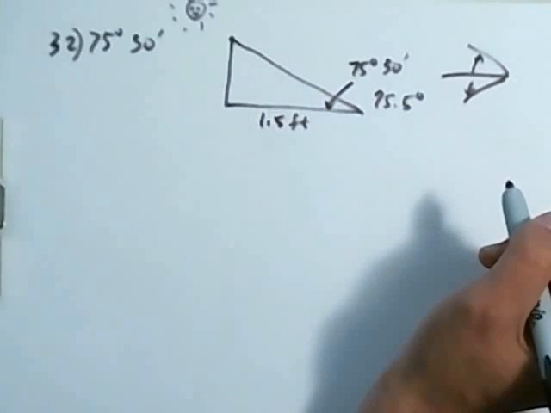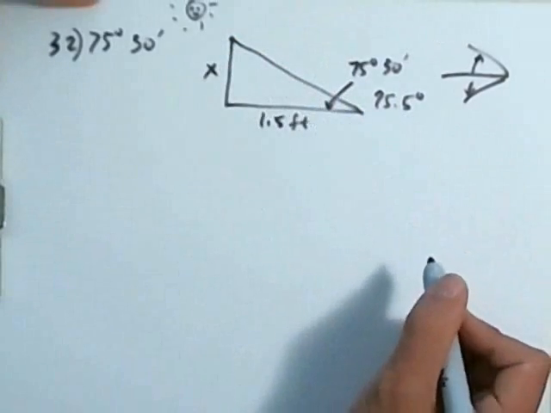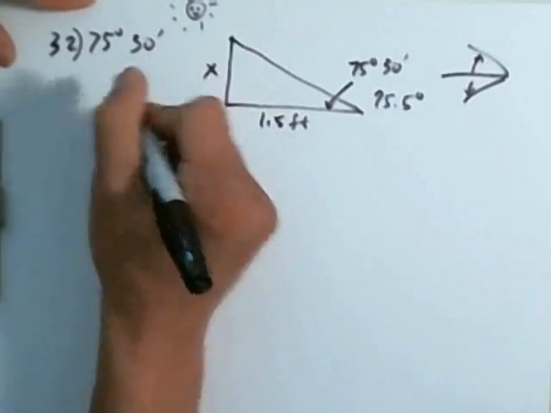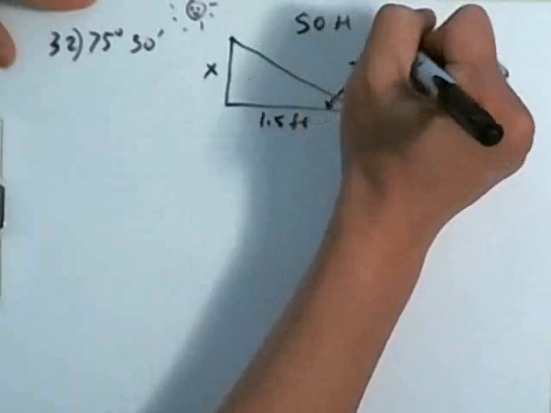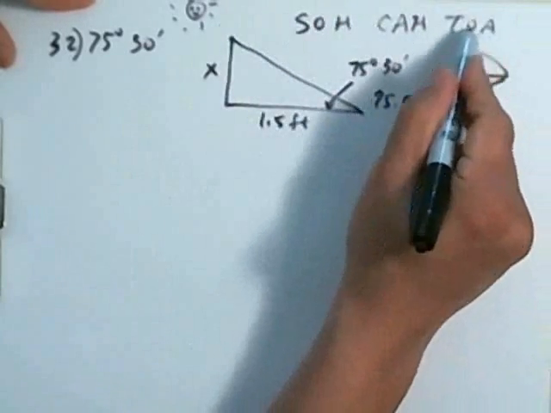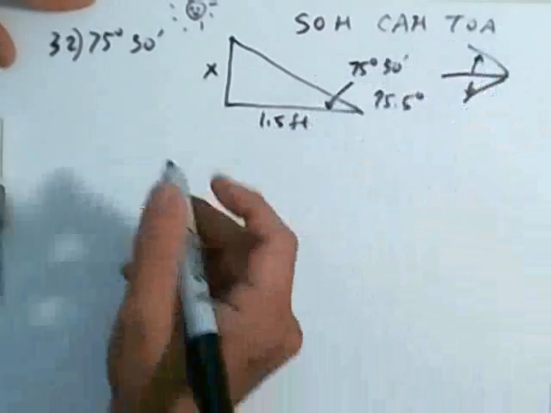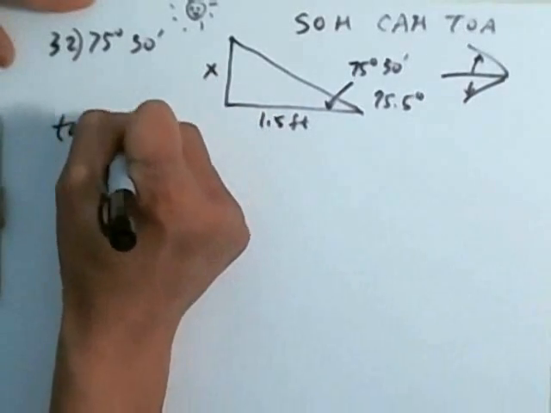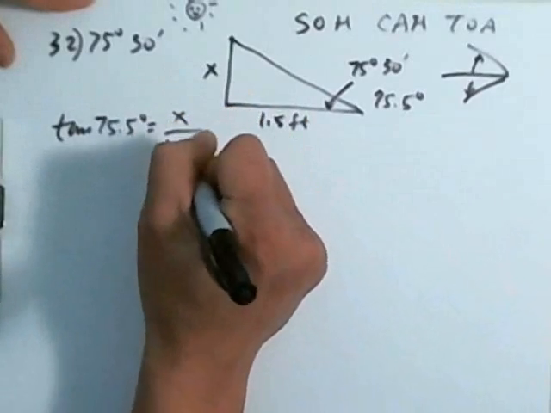And what are you trying to find? How tall is the post? Let's call this x. Of course, we have the opposite and adjacent. So let's do a setup. Opposite adjacent, that's the tangent. So soh cah toa, opposite over adjacent. So tangent of the angle is equal to the ratio of the opposite to the adjacent. So tangent of 75.5 degrees is equal to x over 1.5.